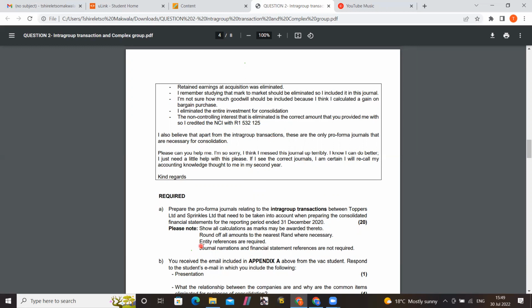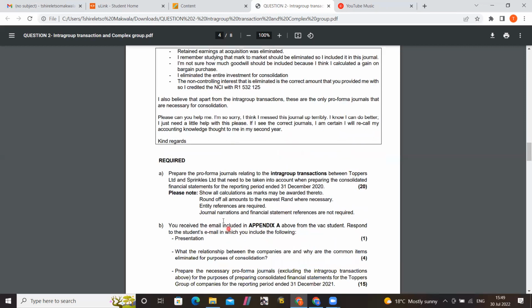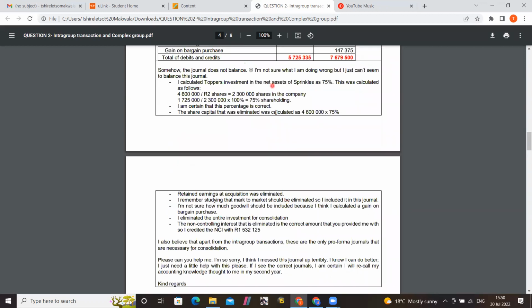Then, entity references are required. When they say entity references, they just mean this one comes from the parent or this one comes from the subsidiary. And then they say general narrations and financial statement references are not required. So that bracket saying this goes to the statement of financial position is not required, and the general narrations are also not required.